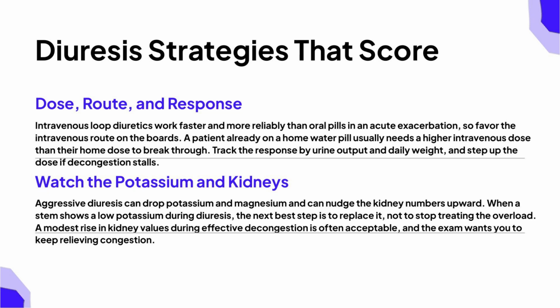Second, watch the potassium and the kidneys. Aggressive diuresis can drive the potassium and magnesium down and can nudge the kidney numbers upward.